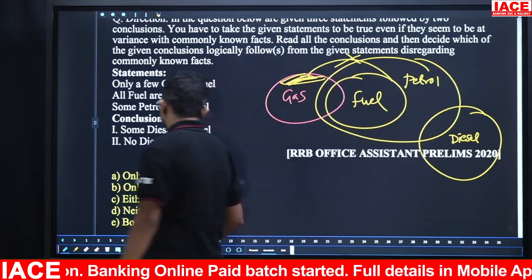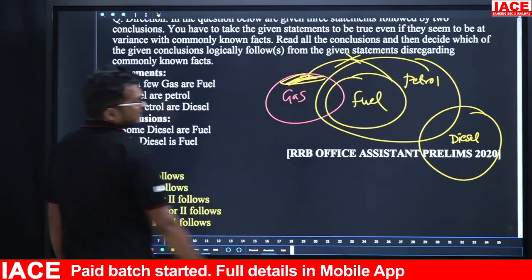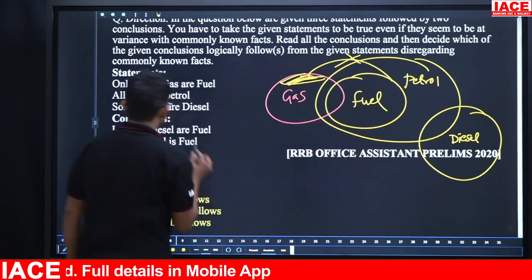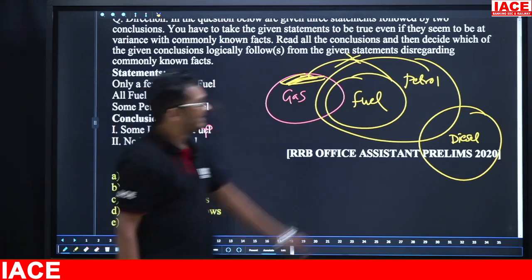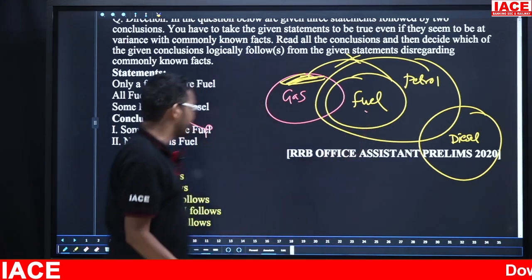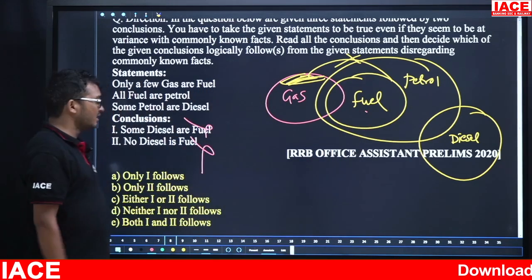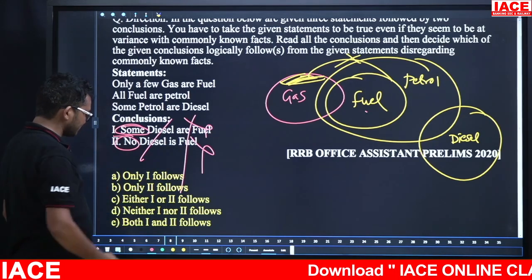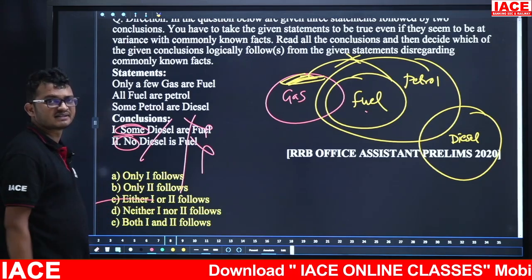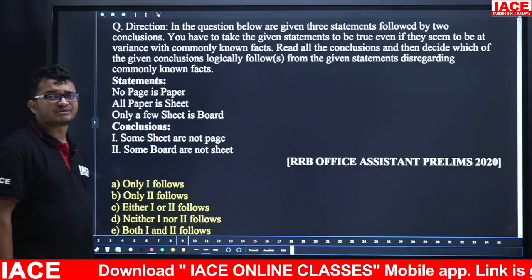Take first conclusion. Some diesel are fuel. Diesel and fuel relation is what? Can't say. So first one is wrong. Next, no diesel is a fuel. Diesel and fuel relation is what? Can't say. Then this one also wrong. Both should be wrong. Subject and predicate are same. One is positive, other one is negative. So answer is either or. Option C is the answer. Take next question. Your time starts now.